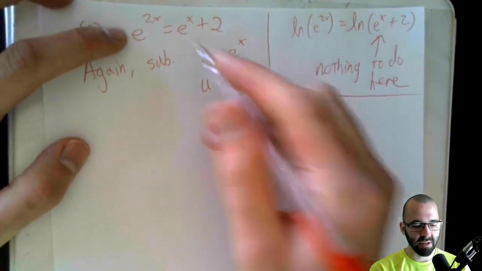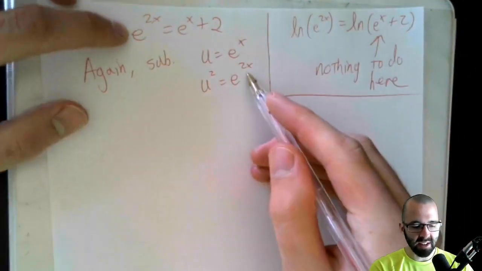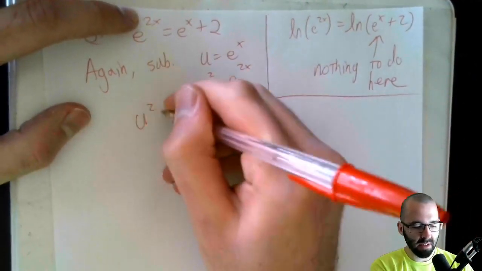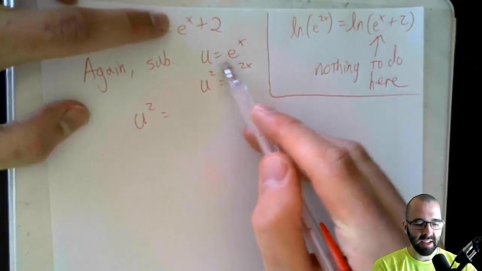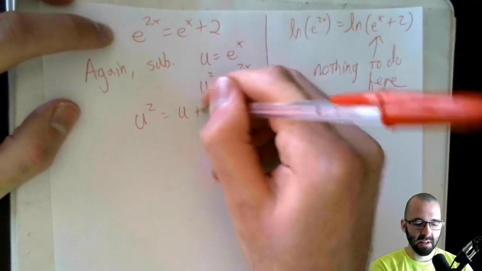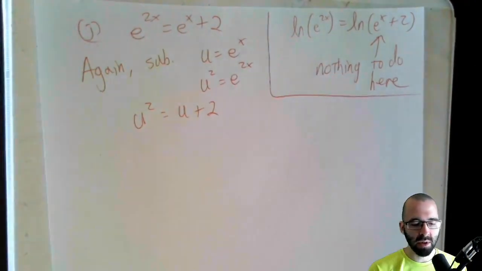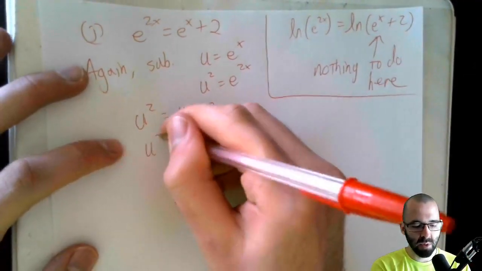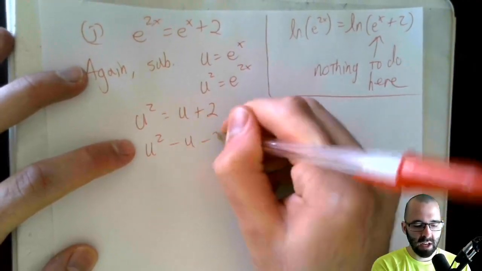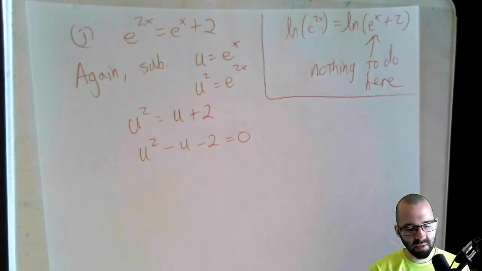All right, so what do we have? u squared is e to the 2x, so just replace it. u is e to the x, just replace it. And then we'll go factor. Okay, so we get u squared minus u minus 2 equals 0.